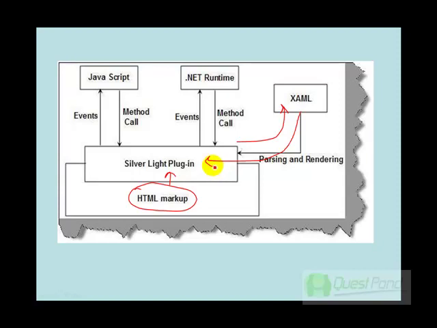Scripting languages like JavaScript can make method calls to the Silverlight objects and do animations. They can also receive events in case they are interested. In the same way, your .NET runtime also can make method calls and receive events. So in this way, the Silverlight plugin interacts with your browser, and the other languages can make method calls to the created Silverlight objects in memory.